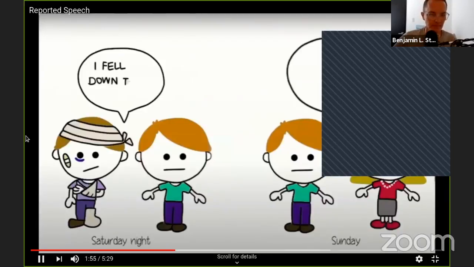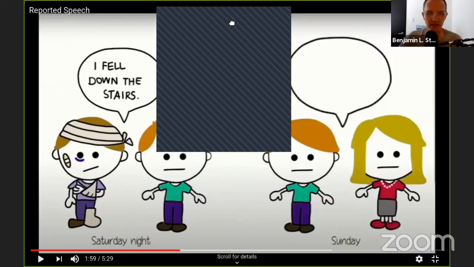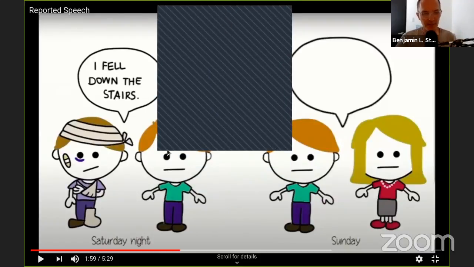Let's look at a real example. The son says to his father, "I fell down the stairs." Okay, let me see if I can move this so you can see. Move the chat here in the middle. All right, so this happened Saturday night. And he says to his father, "I fell down the stairs." Now on Sunday, the father says something to presumably either his wife or a friend, someone. He's reporting what his son told him.